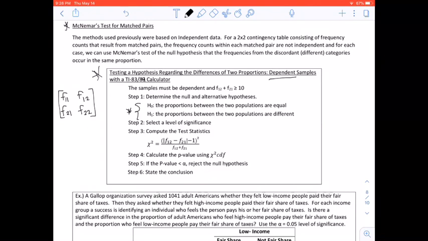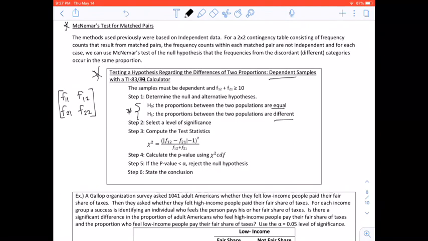So step 1 says determine the null and the alternative hypotheses. Definitely something we need to know. The null is going to be the proportions between the two populations are equal, and H1 is going to be the proportions between the two populations are different. So step 2 says select the level of significance. Compute your test statistic. Chi-squared is equal to the absolute value of F of 1, 2 minus F of 2, 1, and then subtract 1 from it, and then square it, and that's divided by F1, 2 plus F2, 1.